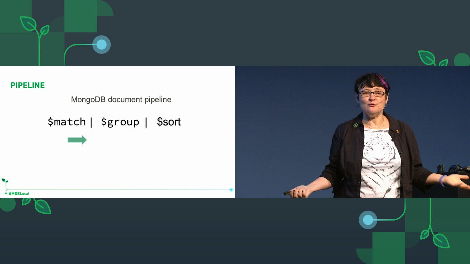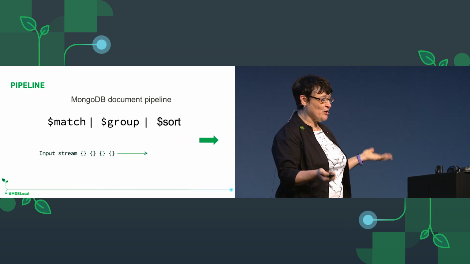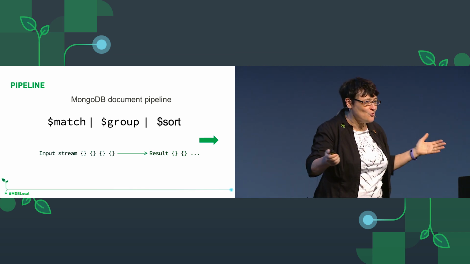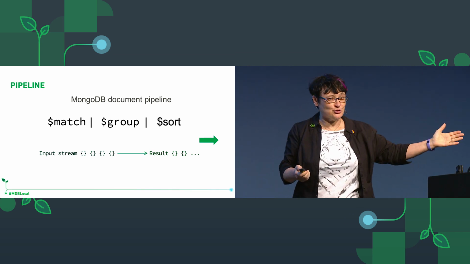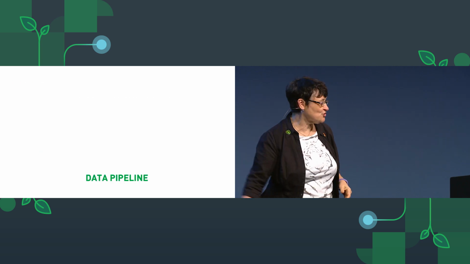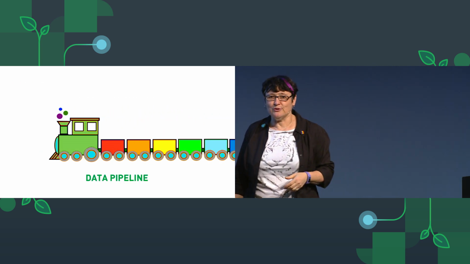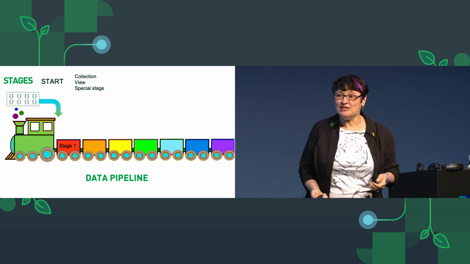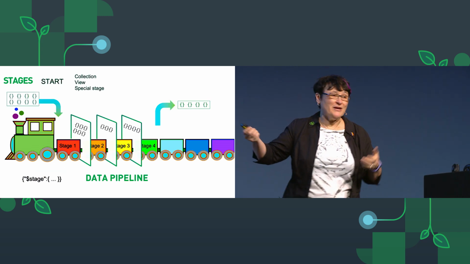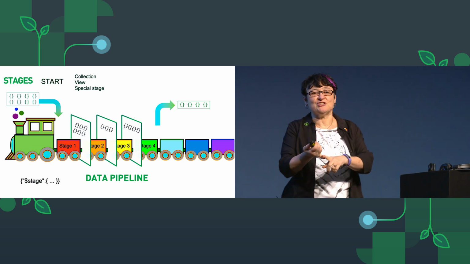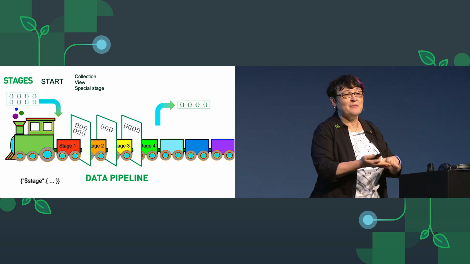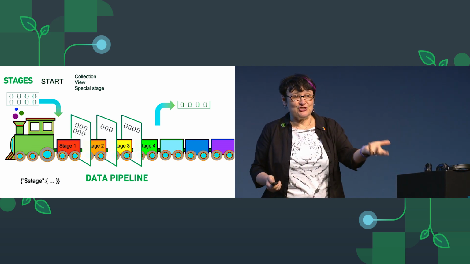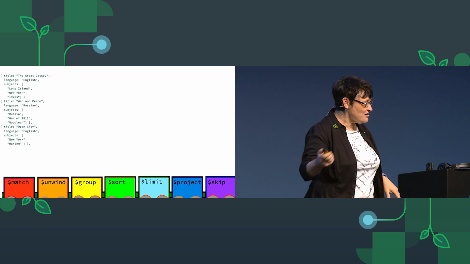So the MongoDB document pipeline works exactly the same way, right? You take your documents and they go through match and group and sort, except that your input stream is documents and what comes out of it is also documents, right? So we use the little train to represent what a pipeline looks like and what the different stages are. What can go into a pipeline is the contents of a collection or the contents of a view or maybe a special system stage. Each stage is expressed as JSON, squigglies everywhere.